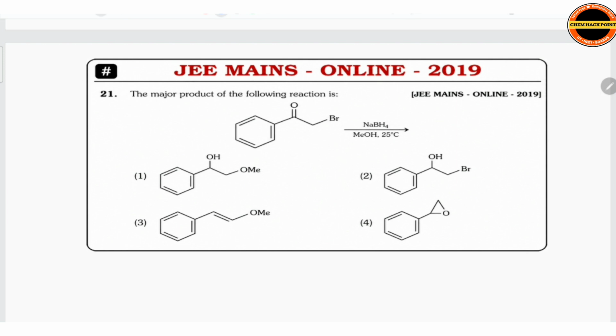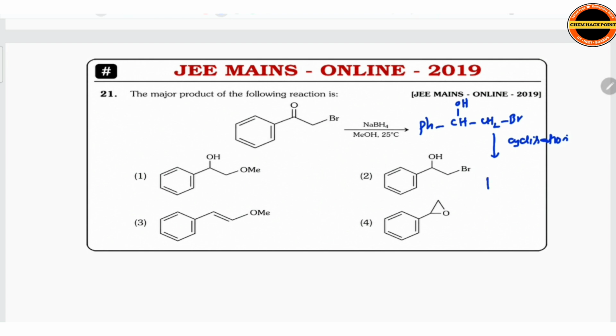See the question here. They gave a compound with sodium borohydride, MeOH, 25 degrees Celsius. So what happens during this reaction? First it converts the given group into alcohol, like you can convert it into CHOH, CH2Br. Later, intramolecular cyclization occurs. So how does intramolecular cyclization occur? Overall, it leads to formation of an epoxide-type ring.